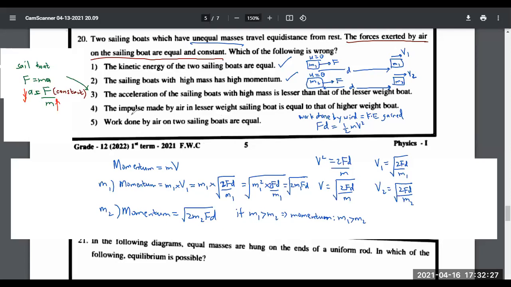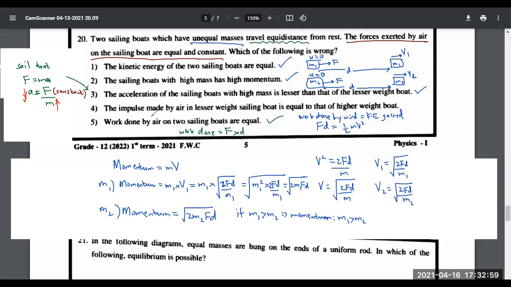The fifth one is definitely correct. Work done by air on the two sailing boats is equal. Why is it correct? Because we know work done is equal to force into distance. Read it carefully. The forces exerted by air on the sailing boats are equal, and they travel equal distances. So both F and d are the same for both sailing boats. Therefore, work done is also equal. So 1, 2, 3, and 5 are definitely correct.